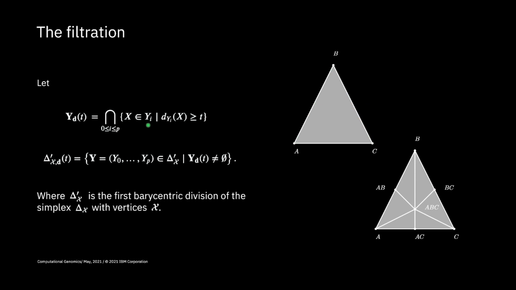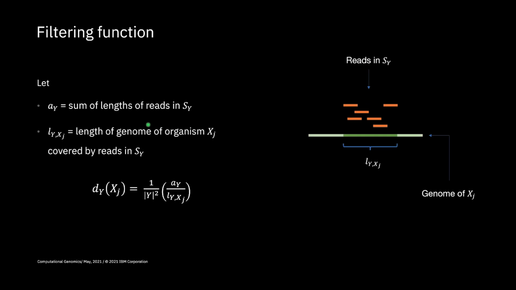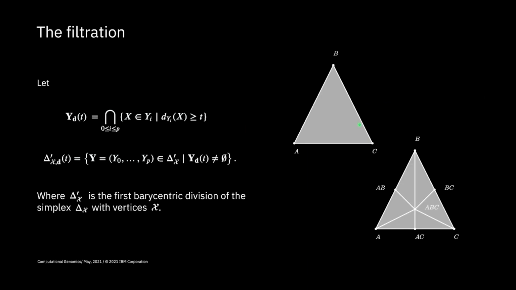So 0 depth means, for instance, actually I'm going to go back, sorry about that. If we don't have many reads, this number becomes kind of small. And this kind of thing is the one that is going to keep track of the evolution of the filtration.